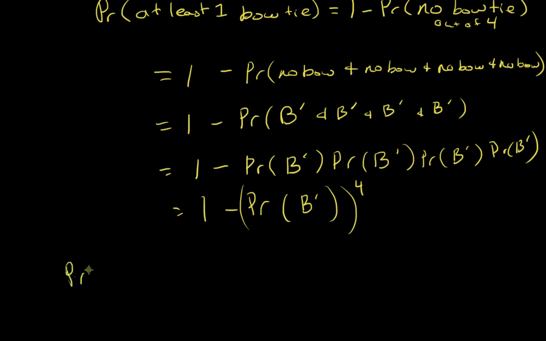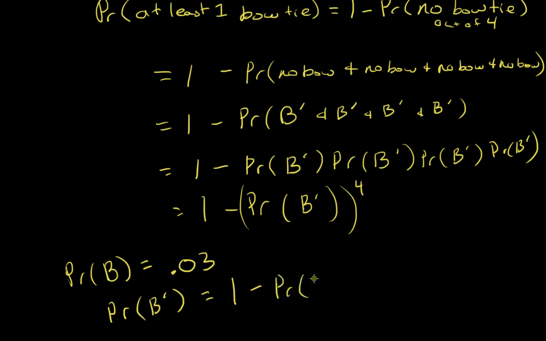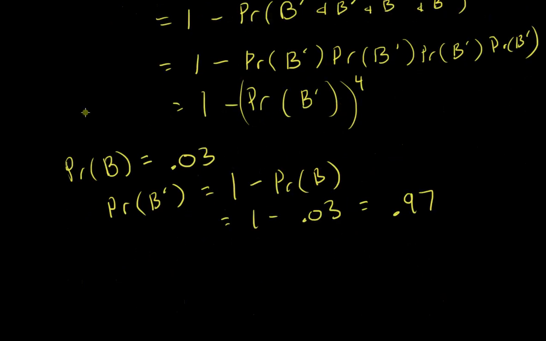So the probability of getting a bow tie, we've already discussed, is 0.03. So what's the probability of its complement, not getting a bow tie? Will be 1 minus the probability of getting a bow tie. This is 1 minus 0.03, which is 0.97. Okay? So this is kind of to the side, right?